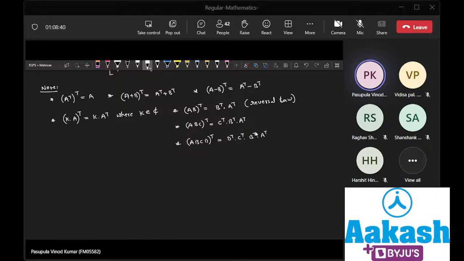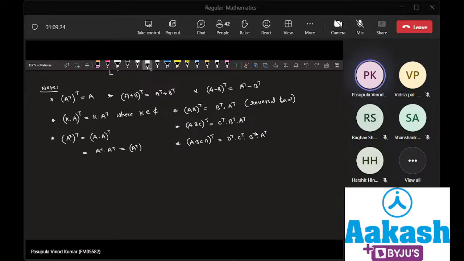And next, one more thing. Observe here. A square whole transpose means what? Can we write it as A into A whole transpose? Yes or no? If you interchange the order, according to this property, you have to interchange the order of A and A, but both are the same. Here A and B are different, but here both are the same. Therefore, you can write this as A transpose into A transpose. And can you write it as A transpose whole square?